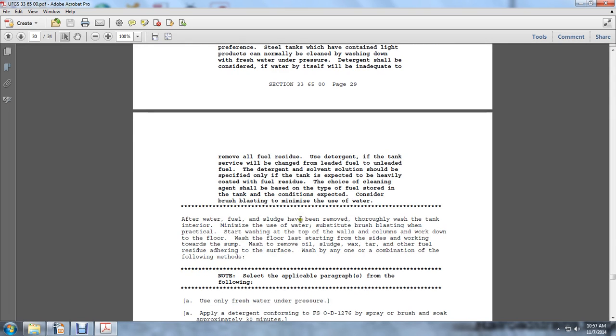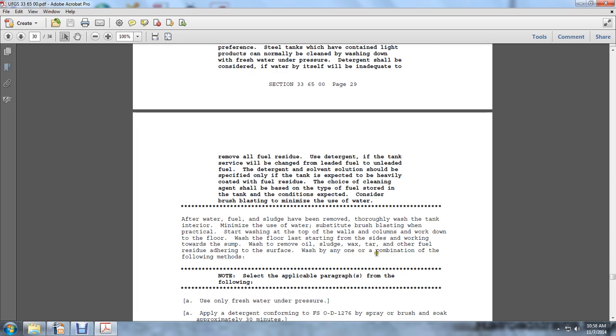After the water, fuel, and sludge are removed from the tank interior, minimizing water and substituting the blasting of the particular starter, wash the top of the walls and columns of the work down to the floor of the water. Wash the floor last, starting with the sides and working towards the sump, and wash to remove sludge, wax, oil, tar, and other fuel residues adhering to the surface.